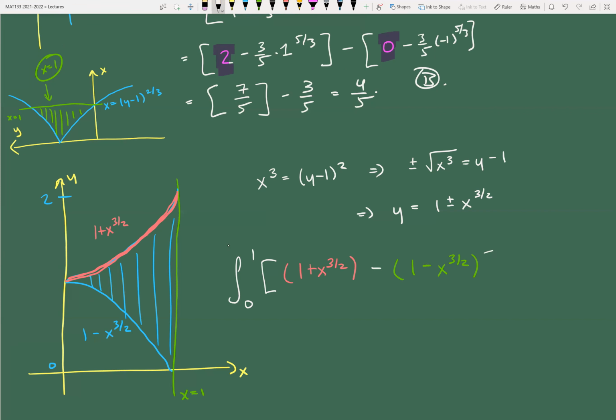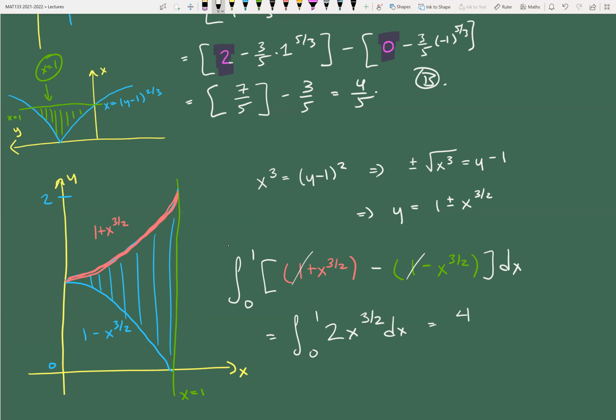Right? Like so. Okay, and now the ones are going to cancel each other out. All right, so 1 minus 1. So then I'm going to get x to the 3/2 minus negative x to the 3/2. So this is going to be 2x to the 3/2 dx.